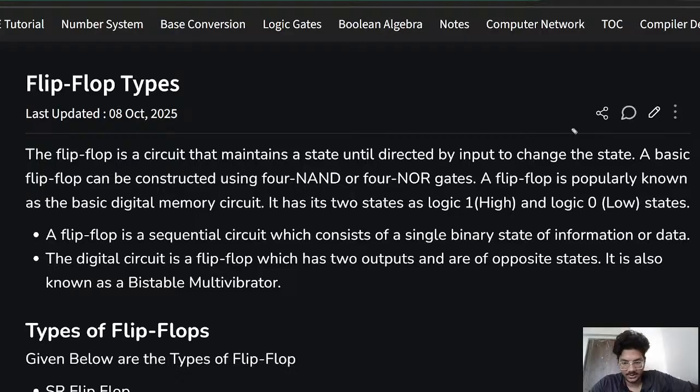A flip flop is a sequential circuit which consists of a single binary state of information or data. It has two outputs which are of opposite states, and it is known as a bistable multivibrator. So a flip flop is a digital memory unit with two states, either high or low, and it is also known as a bistable circuit.